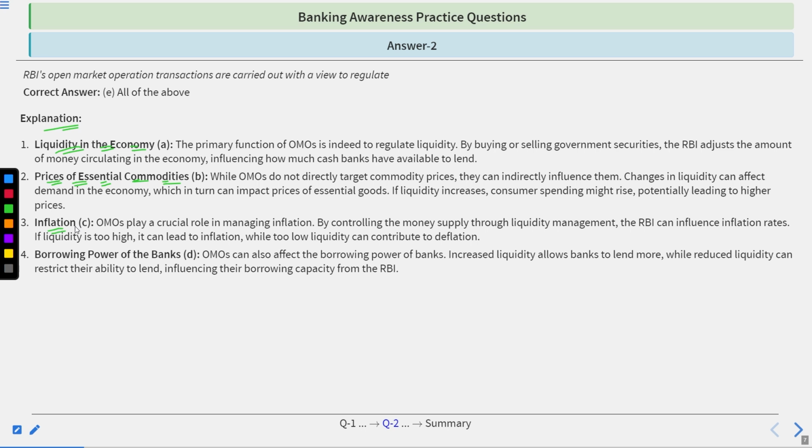Inflation: OMOs play a crucial role in managing inflation. By controlling the money supply through liquidity management, the RBI could influence inflation rates. If liquidity is too high, it could lead to inflation, while too low liquidity could contribute to deflation. Borrowing power of the banks: OMOs could also affect the borrowing power of the banks. Increased liquidity allows banks to lend more, while reduced liquidity could restrict their ability to lend, influencing their borrowing capacity from the Reserve Bank of India.